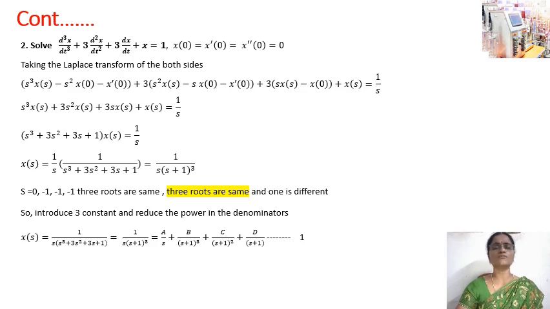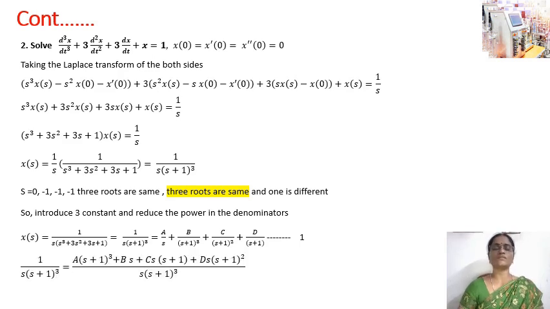So how many roots are there? 4 roots. We have introduced the 4 constants a, b, c, d. Then for s equals 0, we have introduced one constant. Then if the 3 roots are same, introduce the 3 constants b, c, d, and reduce the power in the denominator. See in the denominator s plus 1 whole cube, s plus 1 squared, s plus 1. So we have reduced the power in the denominator, and we have introduced the constants in the numerator. This is rule number 2. After that, as usual procedure, take LCM, then look at the equation, both denominators are same, so you can equate the numerator.